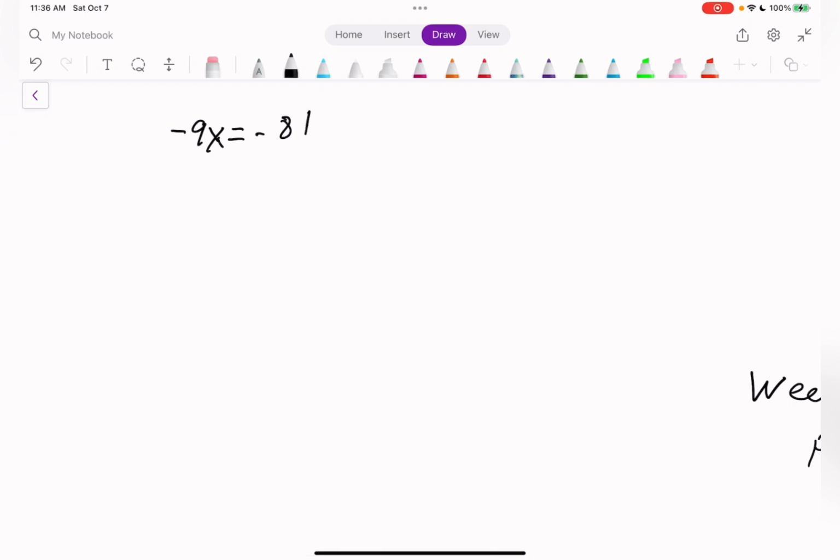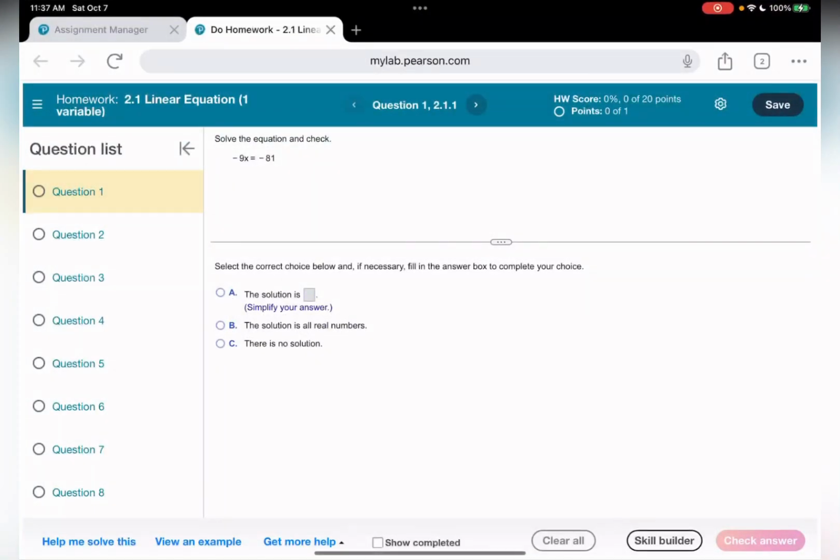So we have here, our coefficient for x is negative 9. Therefore, we are going to divide by negative 9. And when we do the same operation to one part of the equation, we have to do the same operation to the other part of the equation. And from here, negative 9 is gone. 81 and 9, I can divide both of them by 9, right? So this is 1, this will be 9, and negative by negative is positive. So x is equal to positive 9. Let's put the answer.